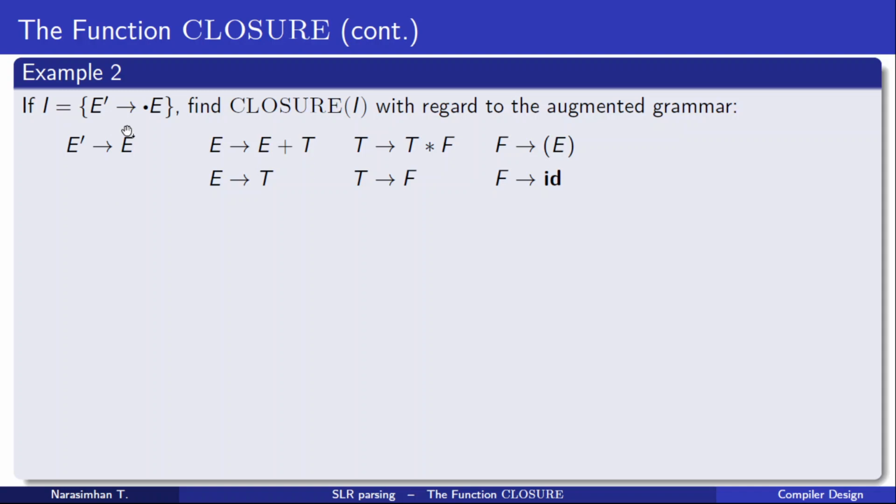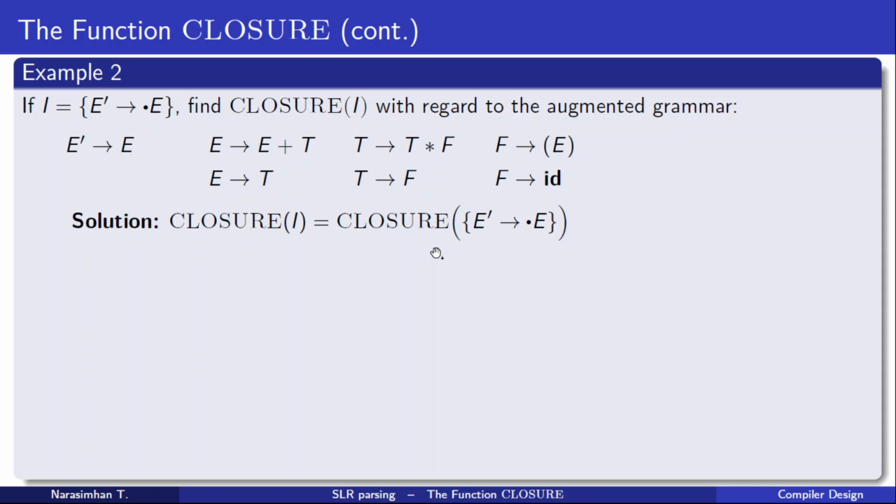So let us take an example to understand more on the concept of closure. Here you are given an item set which consists of just a single item E dash gives dot E. You want to find closure of I with regard to this augmented grammar. This augmented grammar has 7 productions like this. With regard to this grammar, you want to find closure of I. Let us do that. So closure of I will be closure of the set E dash gives dot E. What did the first rule say? By default, every item in the item set I will be present in the closure set. So this item E dash gives dot E should be present in the closure set. So that will be added.